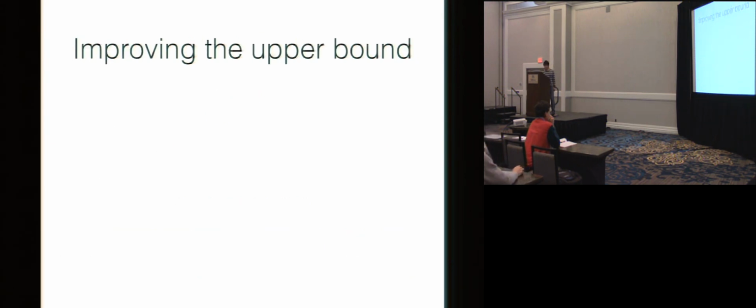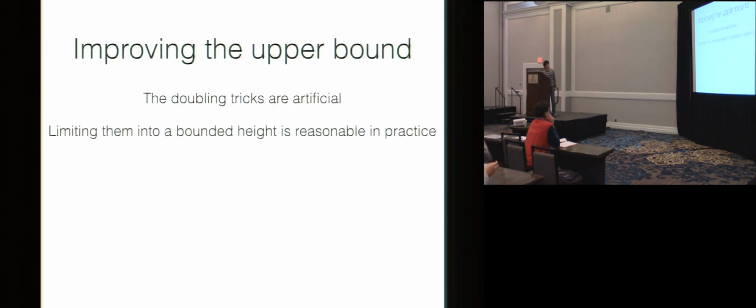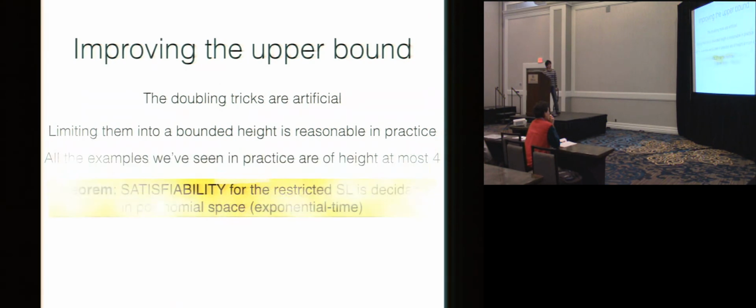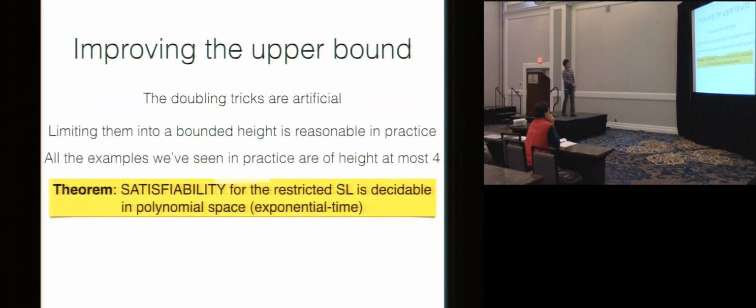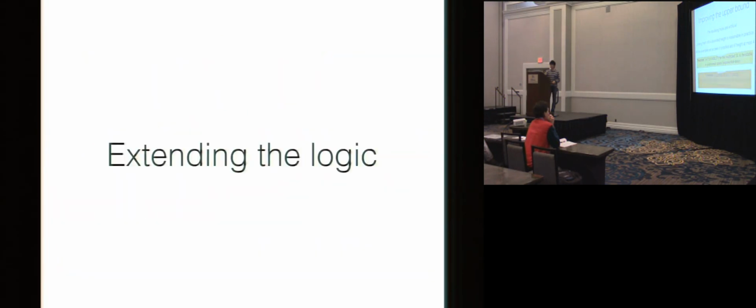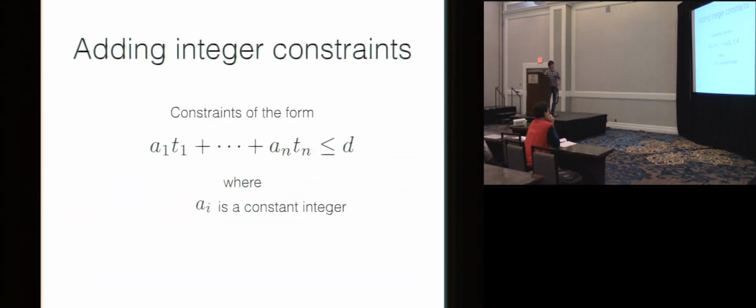are regular. Okay. Just talking about improving the bound, I will say something very quick here, which is that the doubling tricks are artificial in general, and the height of the doubling tricks is actually very small in practice. All the examples that we've seen so far, in practice, it's only 4. Okay, there's no time for this, but we can also add integer constraints and still be decidable.